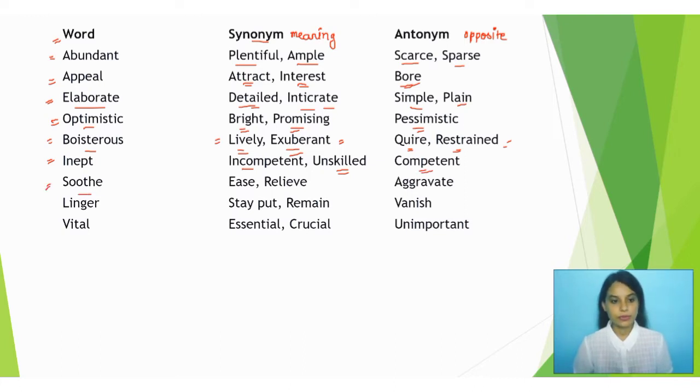Next word is soothe. Okay, which means to ease or relieve, and the antonym is aggravate. Okay, like in excess. Linger. Linger means to stay put or remain, like the smell of a perfume is quite lingering. That's an example of a sentence. And antonym is vanish. Vital means very important. Synonyms include essential and crucial. And the opposite is unimportant.